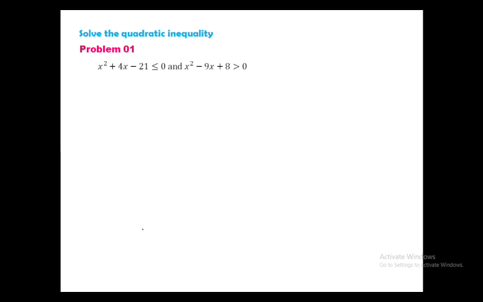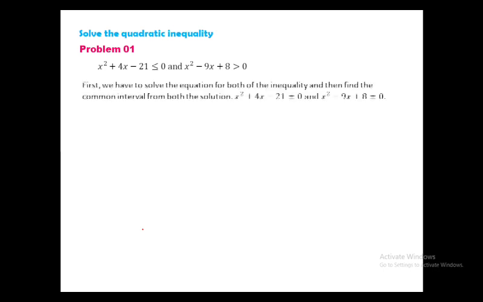Okay, let's start solving the questions. First of all, what is the step? First, we have to solve the equation for both of the inequalities. We take the first equation: x squared plus 4x minus 21 equal to 0. We have to find two numbers whose product is -21 and whose sum is 4. So we can choose the two numbers as -3 and +7. Let's split the terms and we get the solution as -7 and 3.